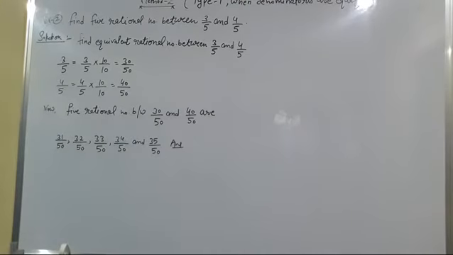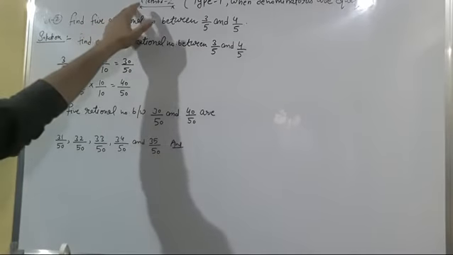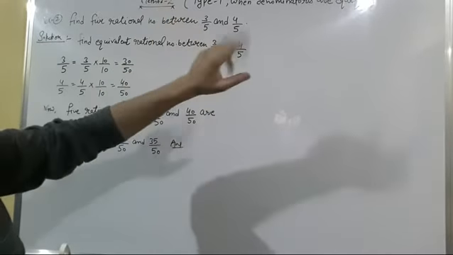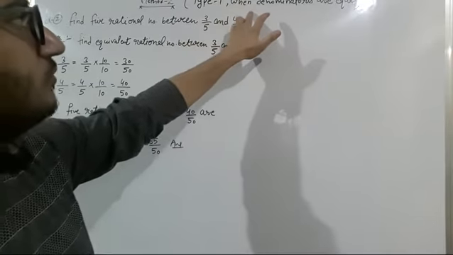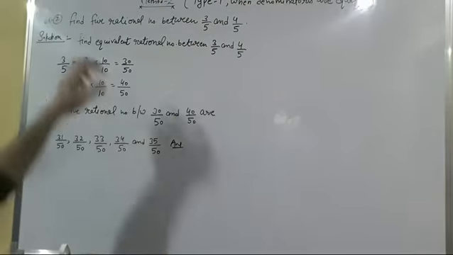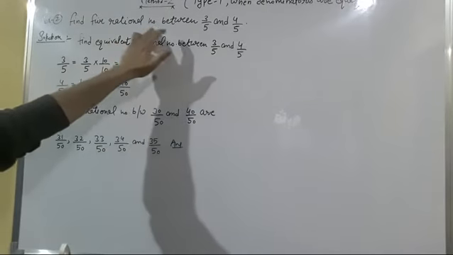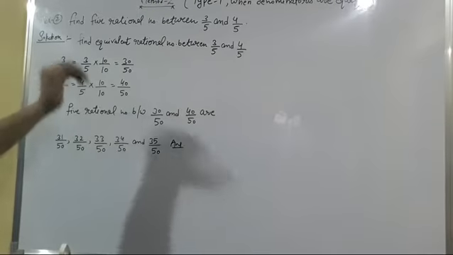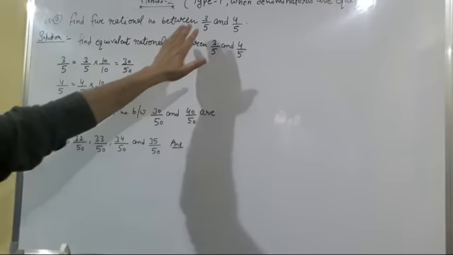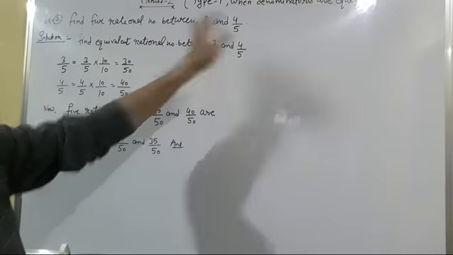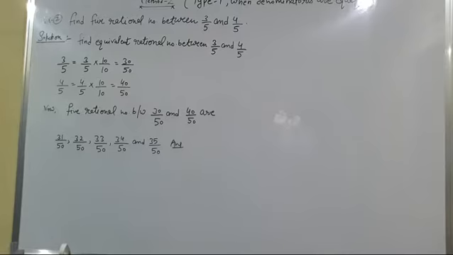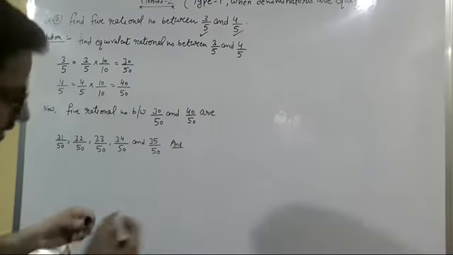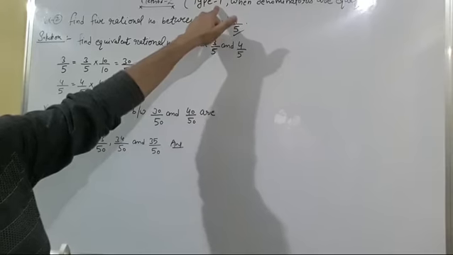This is the second example, and another type of finding rational numbers between any two given rational numbers. This is method number 2, and in method number 2 there are two types of questions. Type number 1, when denominators are equal. In this question we have to find 5 rational numbers between 3 by 5 and 4 by 5. So here is your solution. First of all, we will check whether the given denominators are equal or not. Yes, in this question denominators are equal, so it is a type 1 question.